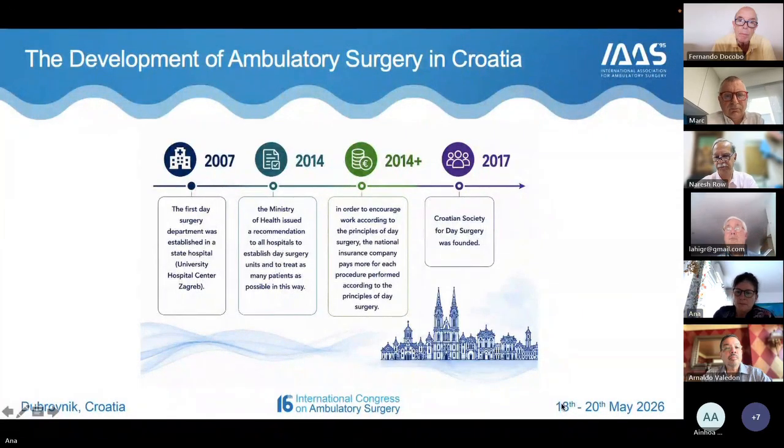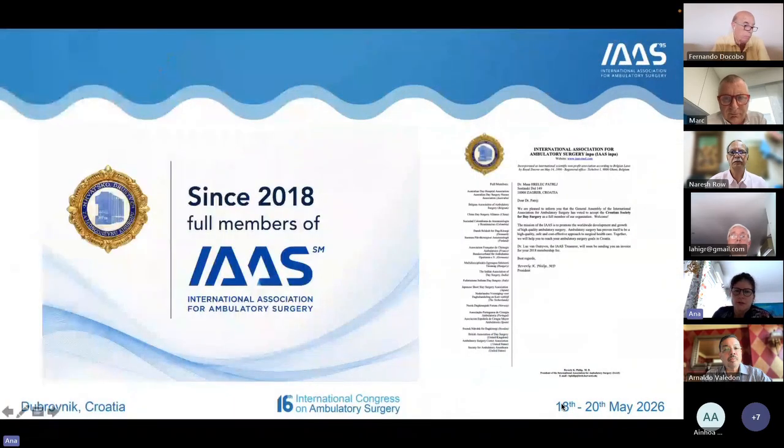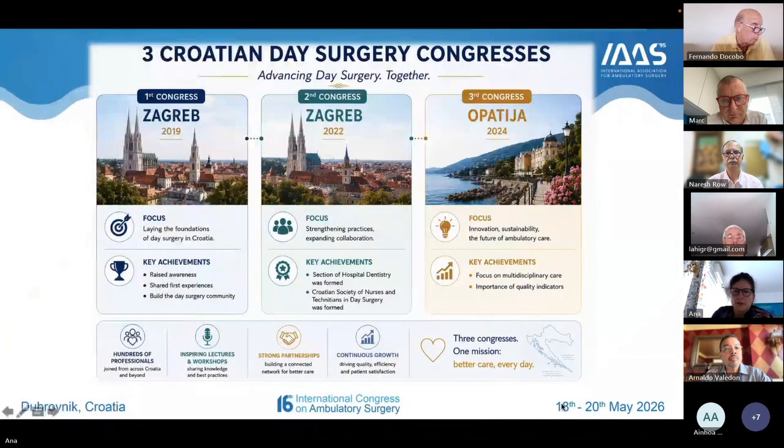A few years later, in 2017, our society was founded, and of course, we had huge support from IAAS, and in the next year, we were accepted as full members into the International Association for Ambulatory Surgery. With our knowledge and with the help of IAAS, we managed to have 3 national day surgery congresses until now.